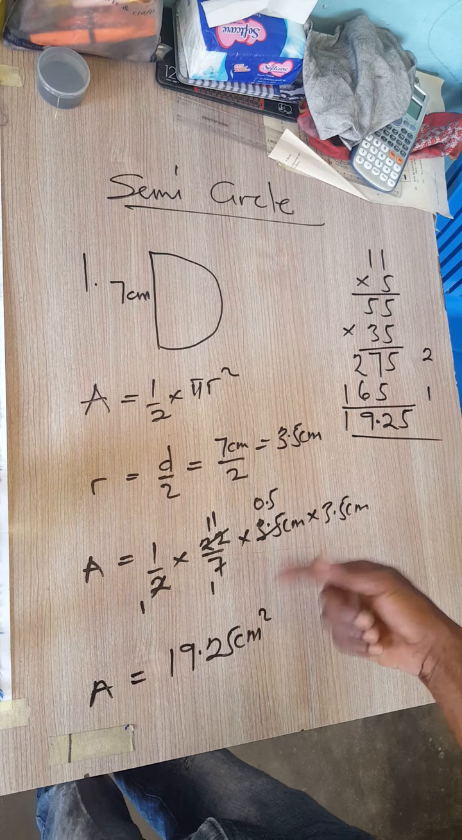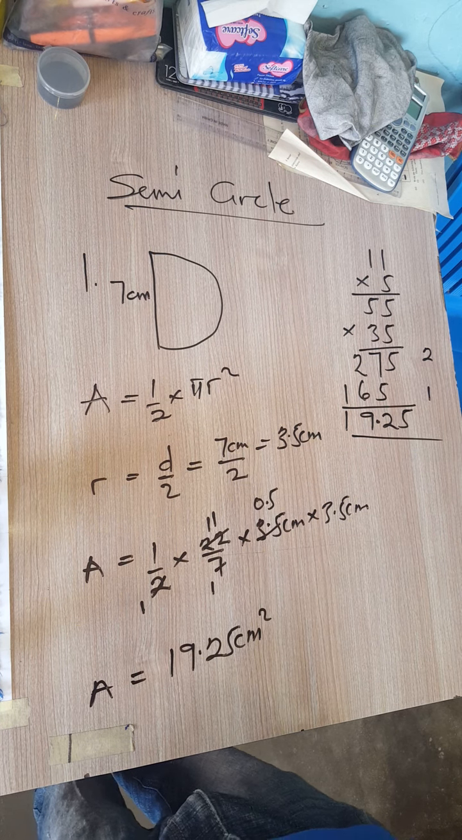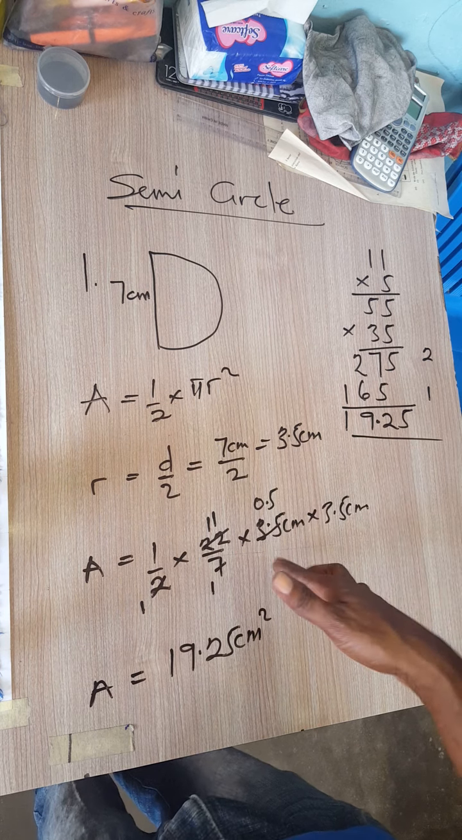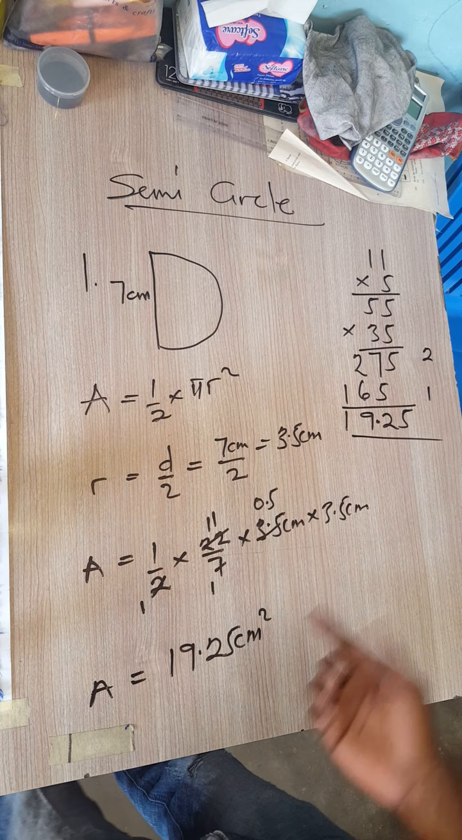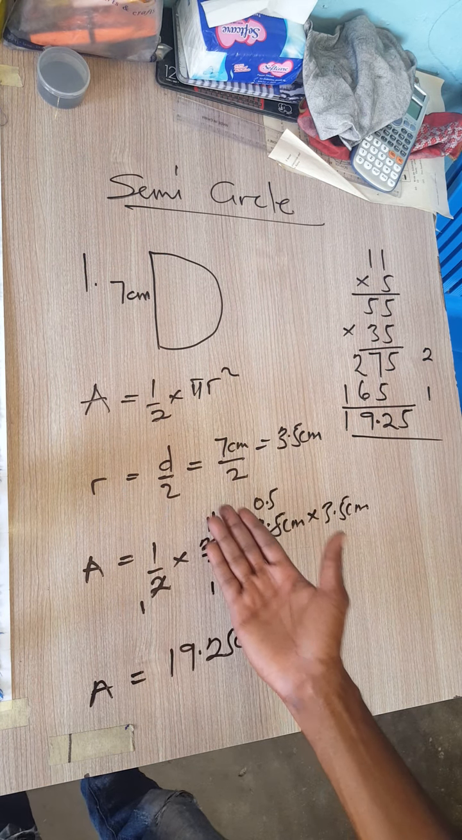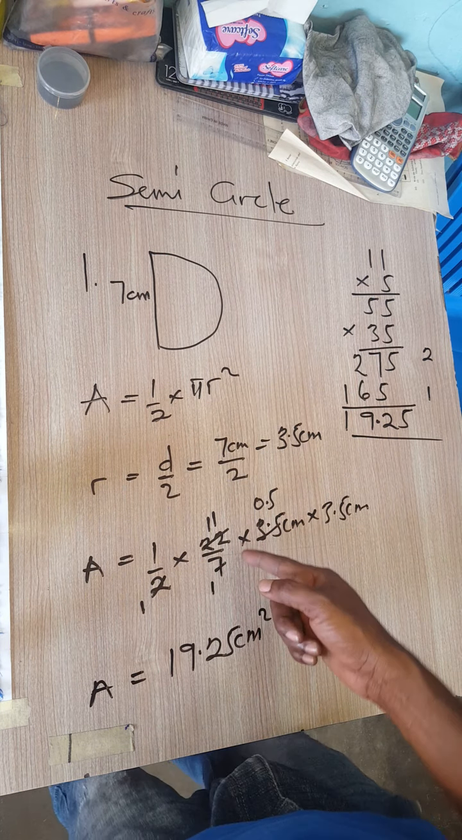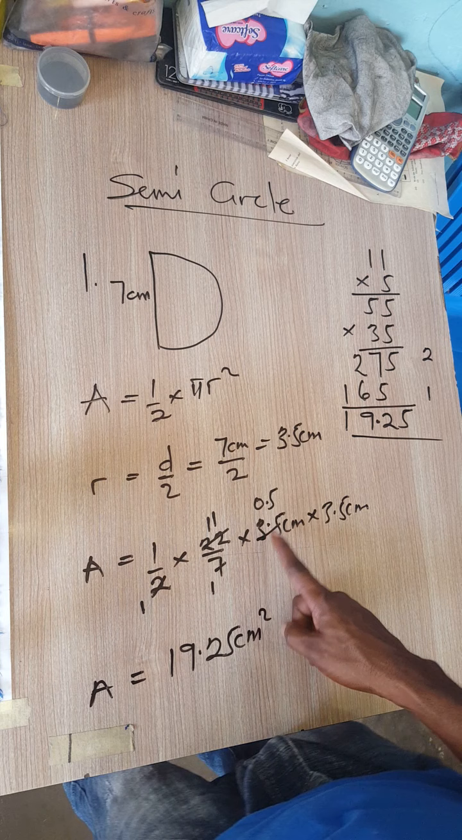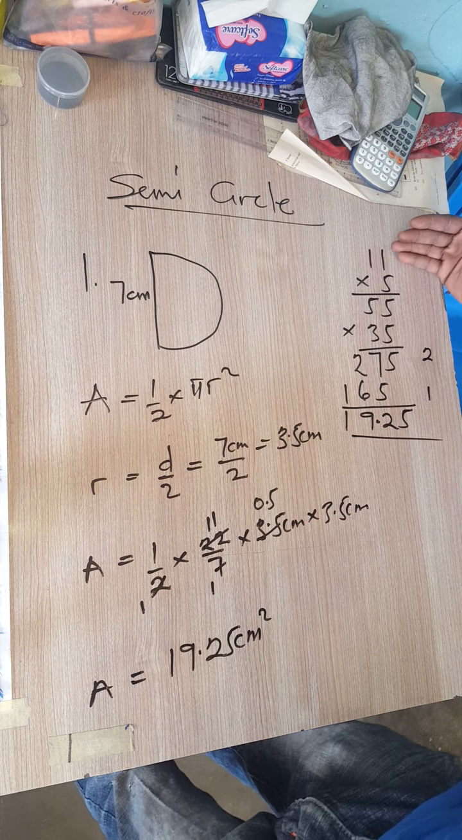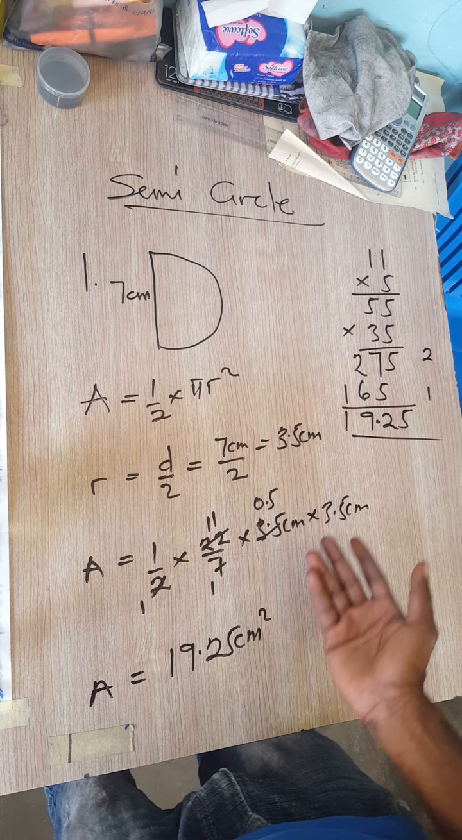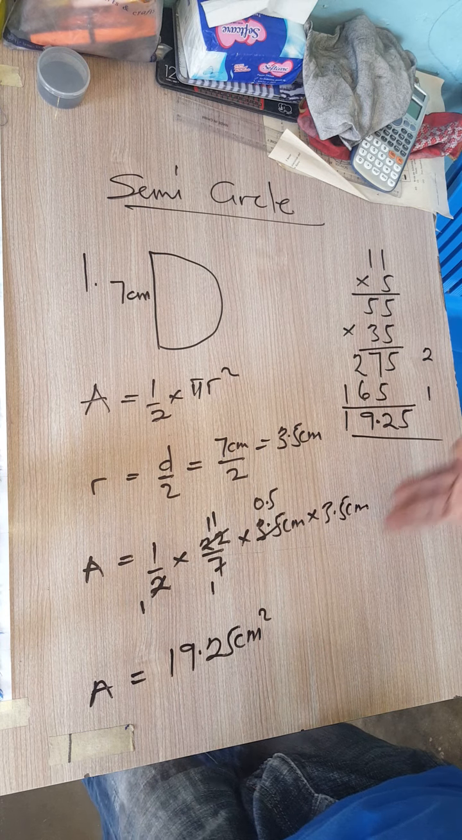Remember that when you are dividing decimals, ignore the decimal point. When you finish dividing, put back the decimal point. Now we have 1 times 11 times 0.5 times 3.5. 1 times 11 will give you 11, but 0.5, that is what I've done here. I have ignored the decimal points. When I finish, I'll put them back.